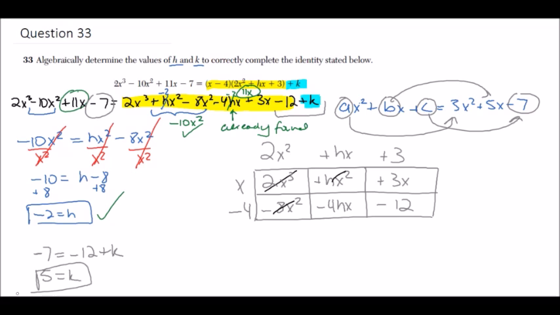And now we're done. And again, we can verify this. If I put in the 5 here, I get negative 12 plus 5, and I get negative 7. Well, that matches the constant on the left side as well.